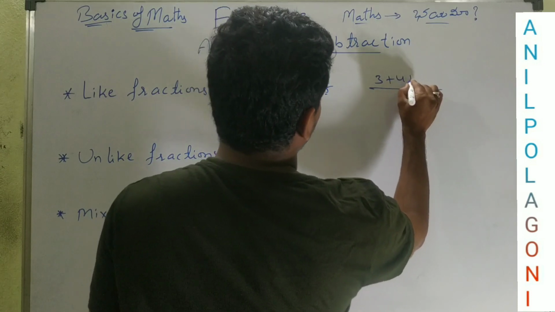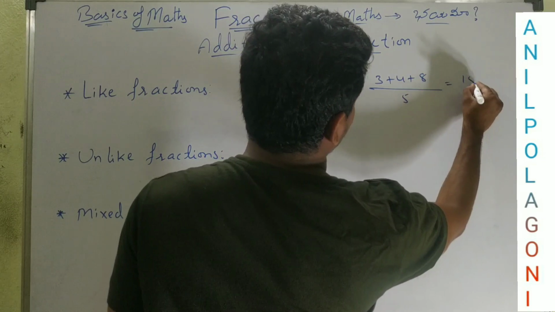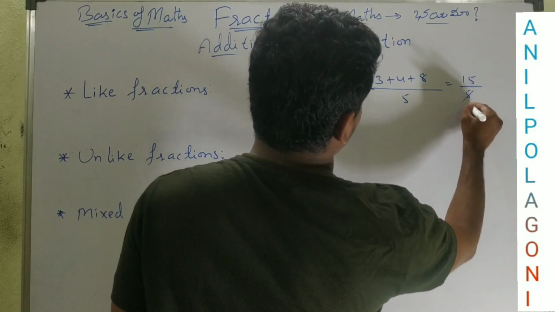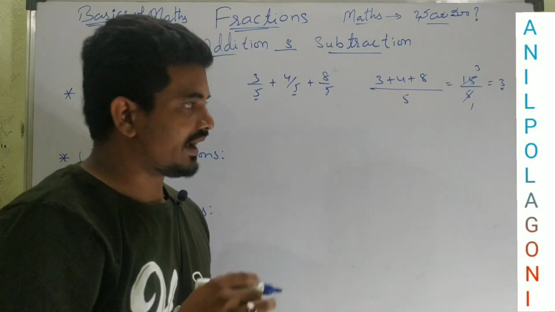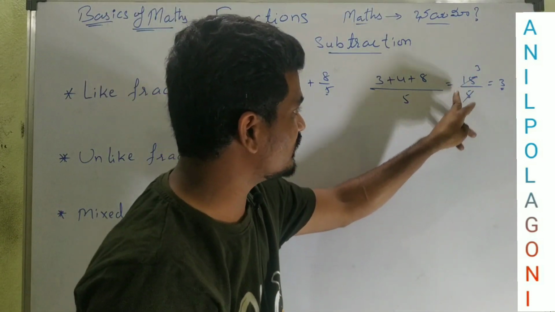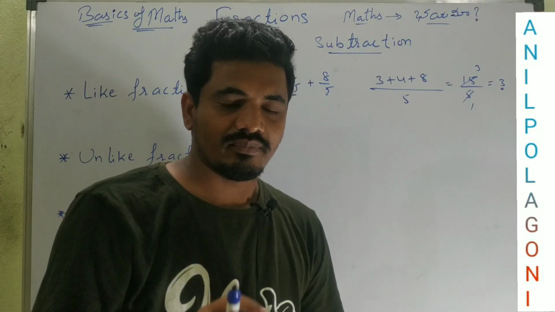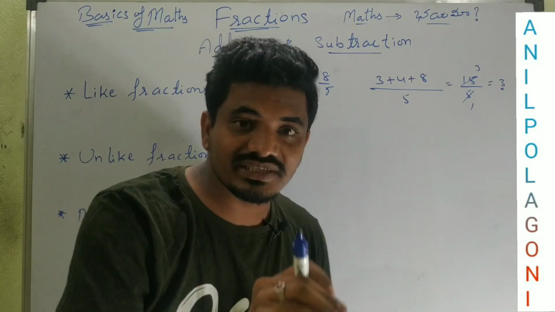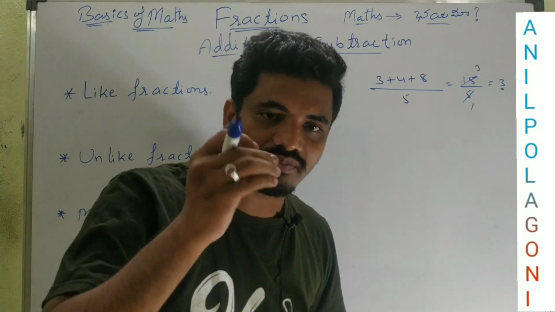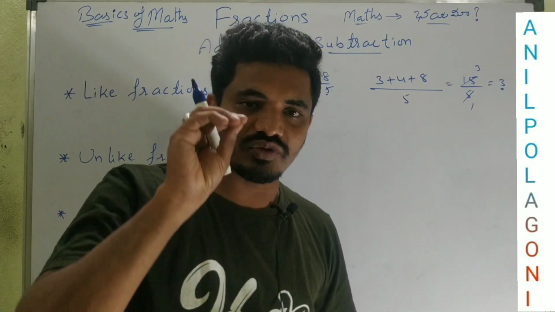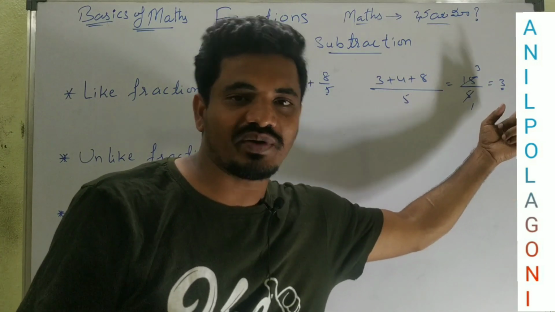3 plus 4 plus 8. 3 plus 4 is 7. 7 plus 8 is 15. So 15 by 5. 5 ones are 5, 5 threes are 15. See, some students will write only up to here, 15 by 5, and leave the sum there. But if there is any cancellation, if both numerator and denominator have a common factor, at that time you should cancel them. Why? We have to make them simple fractions.